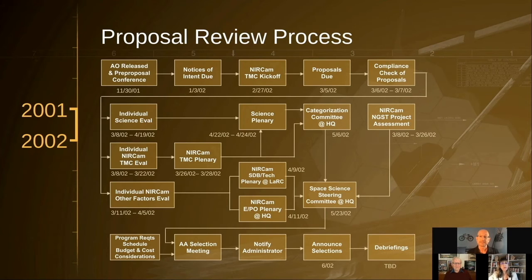So, Dr. Smith, the Next Generation Space Telescope, as it was originally known, was renamed the James Webb Space Telescope in 2002, and construction then began on its instruments in 2002.